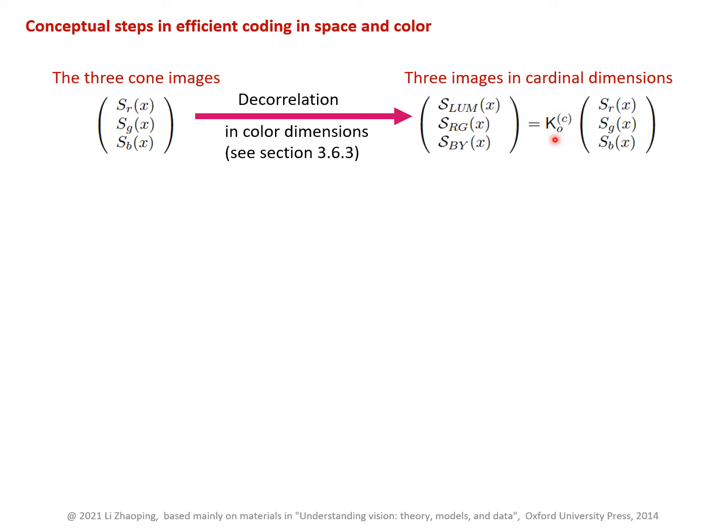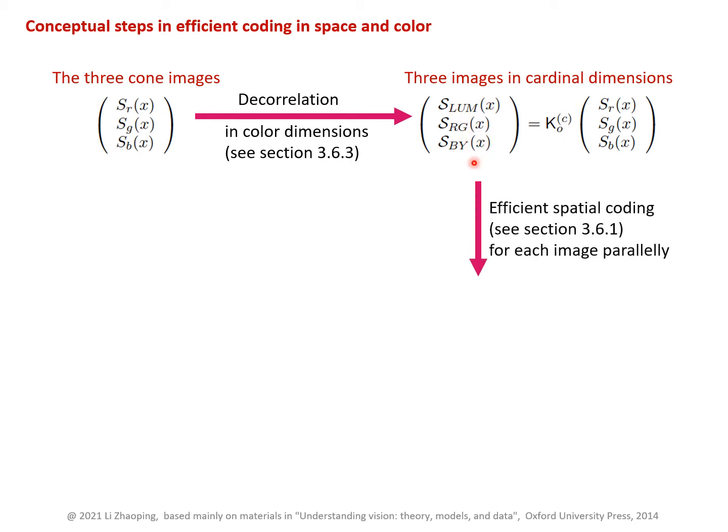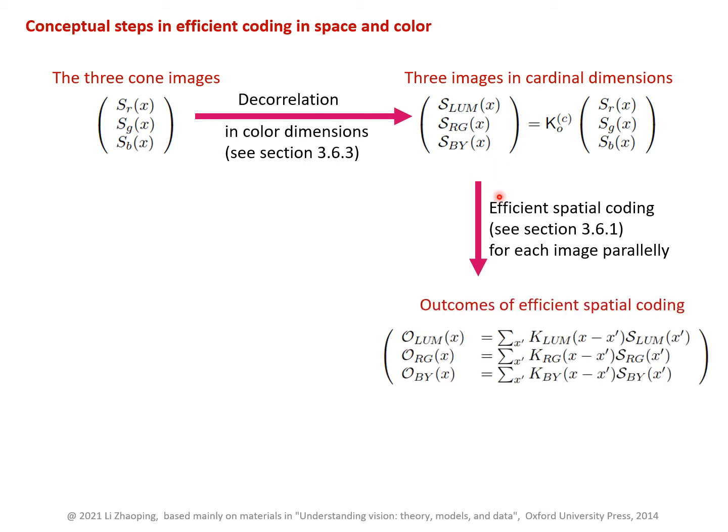This rotation matrix is exactly the same rotation matrix as we have learned as if there was no space. So at each location X, you do this rotation to a luminance channel, a red minus green contrast channel, and a blue minus yellow contrast channel. Each of these is a spatial image now, but they are decorrelated from each other. And next, you do spatial efficient coding for each of these channels in parallel and separately. This we also have learned how to do for efficient spatial coding. So we get this efficient spatial coding filter.